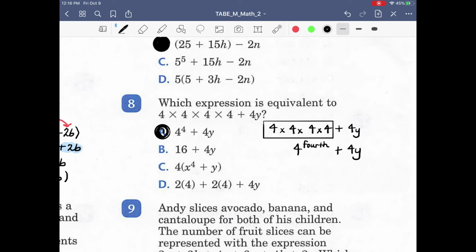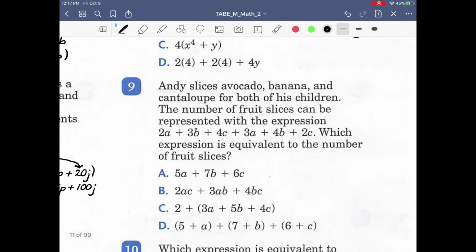4 to the 4th power is much easier to look at than all those 4's. Imagine if it were like 4 to the 20th power. You wouldn't want to look at that row of those. It's much simpler and cleaner to use the exponent.